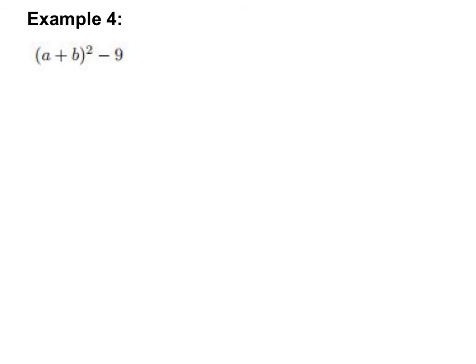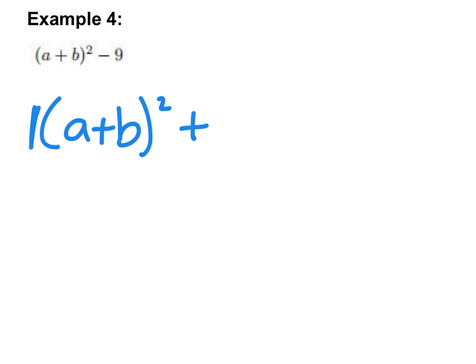Okay, here's the last one that we're going to look at. Now this is hard. This is difficult, right? And I'm going to tell you why. Because we have something squared here, we're going to think of this as being a quadratic. Okay? So our variable, instead of being x, is a plus b. So what we really have here is 1 times a plus b squared.